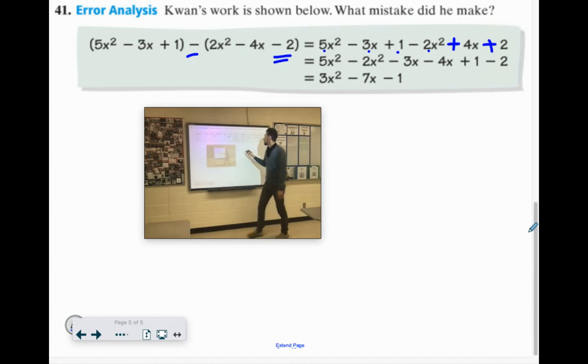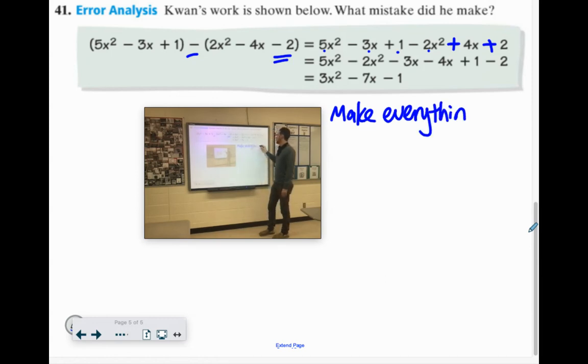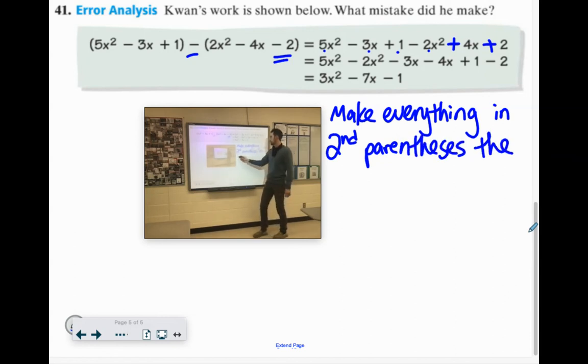Quan needed to make everything in the second parentheses the opposite before combining like terms. And that's it for today.